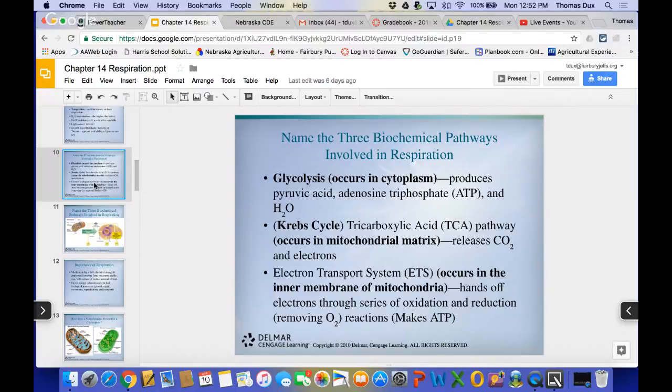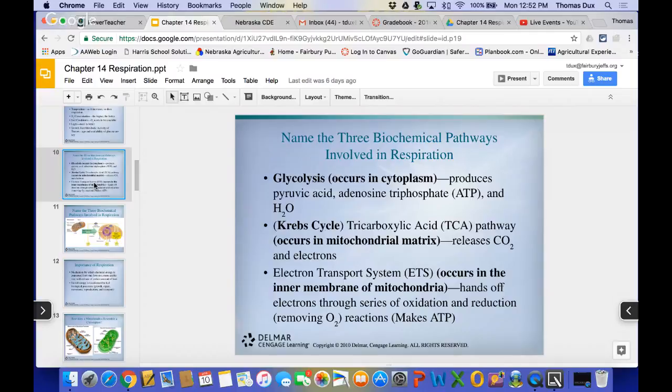Then after the pyruvic acid is made, it's going to get into the Krebs cycle. I know the book talks about the carboxylic acid cycle, but we're gonna refer to it really as the Krebs cycle. It's easier to say. Or TCA pathway, they say. But this occurs in the mitochondrial matrix, releases carbon dioxide and electrons, and then these electrons are going to get back into the electron transport system or electron transport chain, and then essentially make ATP.